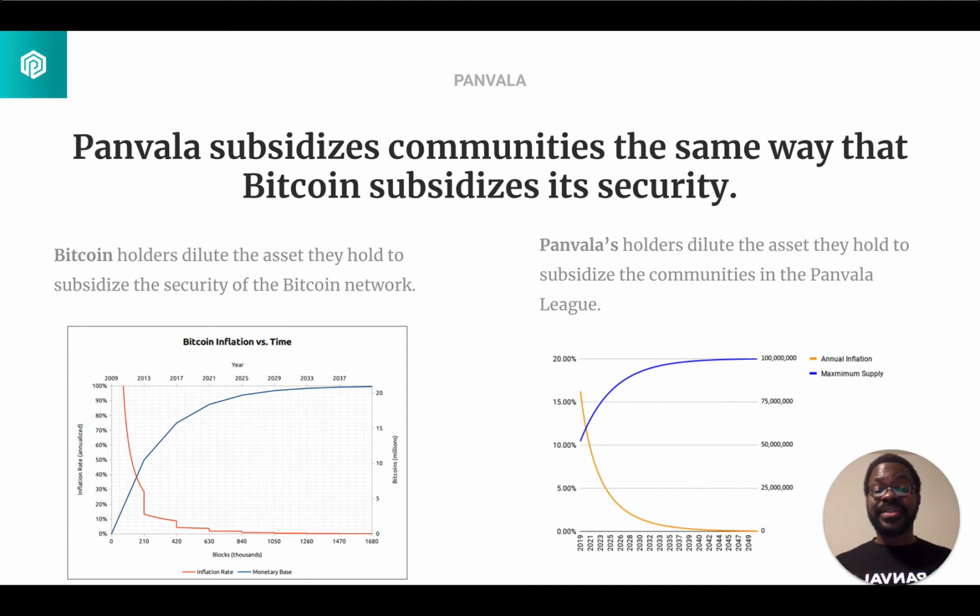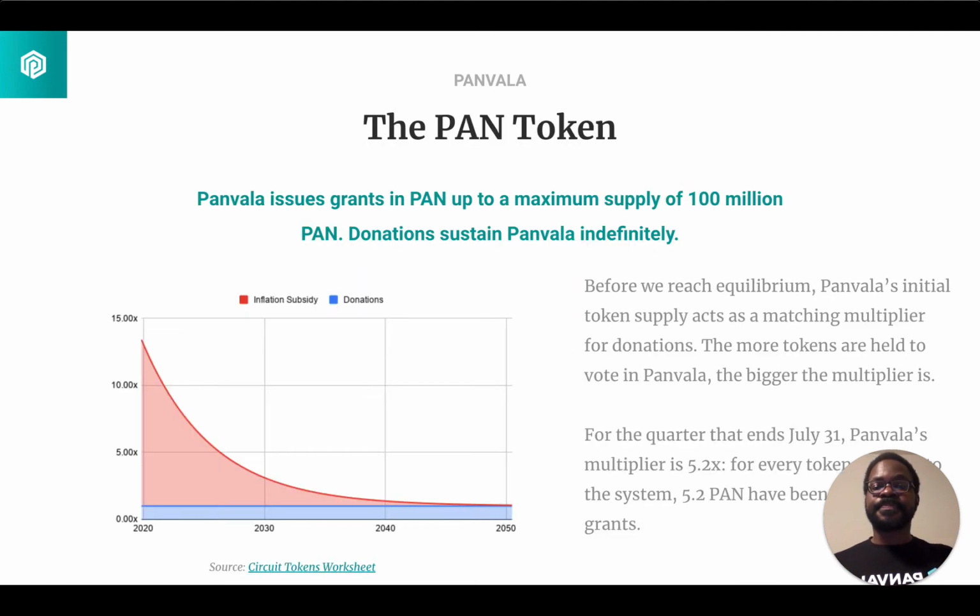It's just a new kind of philanthropy where you dilute the asset that you hold to subsidize the things you want. So in Panvala, we created a new currency called Pan, and what we do is we dilute the supply of the currency up to the maximum supply of 100 million. And that new inflation each quarter, that's where the matching comes from. That's what we use to subsidize communities in the Panvala League.